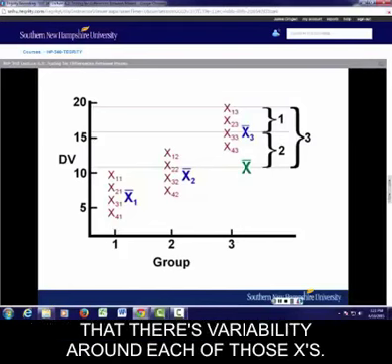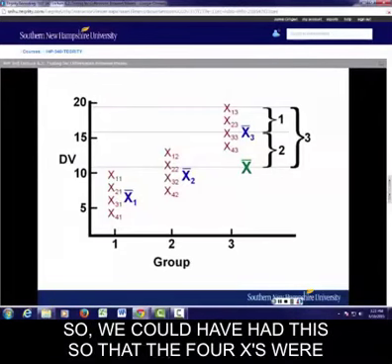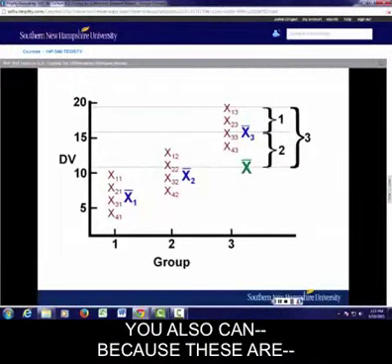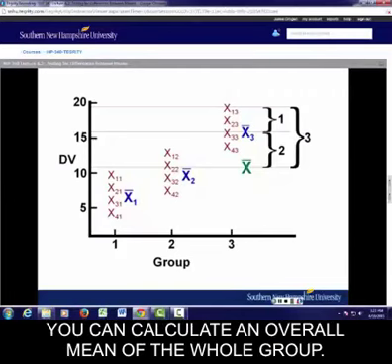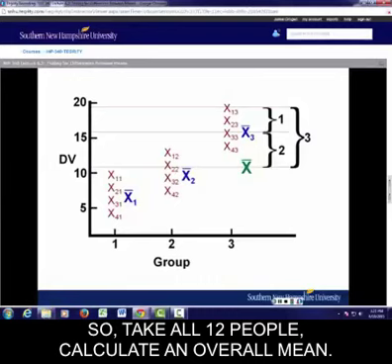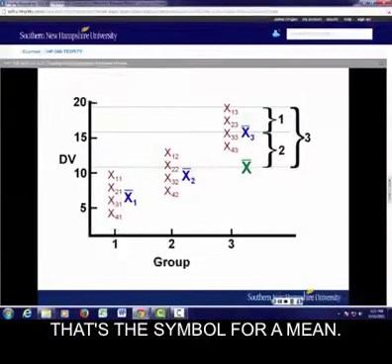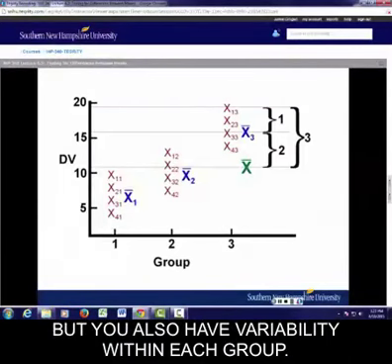But you also have to understand that there's variability around each of those X's. Okay, so there's a certain spread of scores around each of those means. So we could have had this so that the 4 X's were really spread apart by a lot, or really clustered even more. You also can, because these are 3 samples from the same population, calculate an overall mean of the whole group. So take all 12 people, calculate an overall mean. That number is the green X with a line on top. That's the symbol for a mean. So that's the overall mean. You have each group mean, but you also have variability within each group.